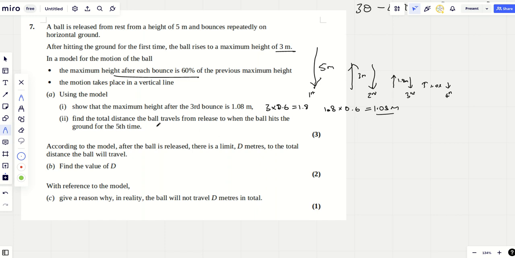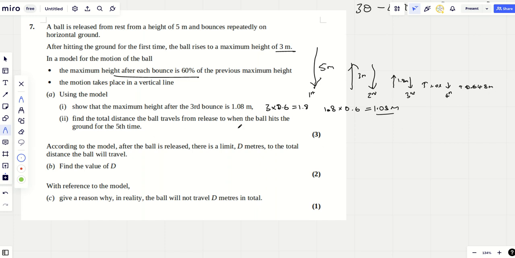Okay, find the total distance the ball travels from release to when the ball hits the ground for a 5th time. Well, we've got 4th here. That's a 4th time. For the 5th time, I'm trying to draw the arrows even smaller. We're going to have 1.08 times by 0.6, which is 0.648. Let me just get this right. 0.648, and you can do that on a calculator to check.